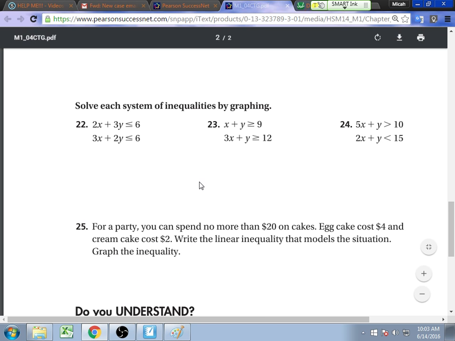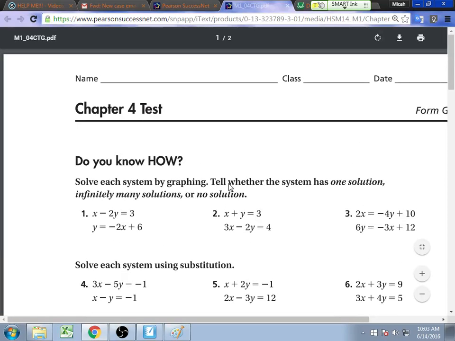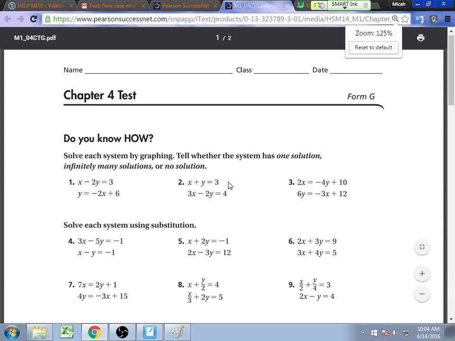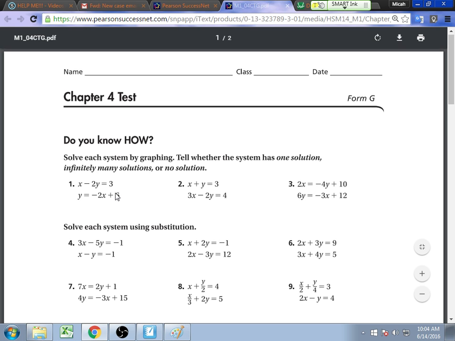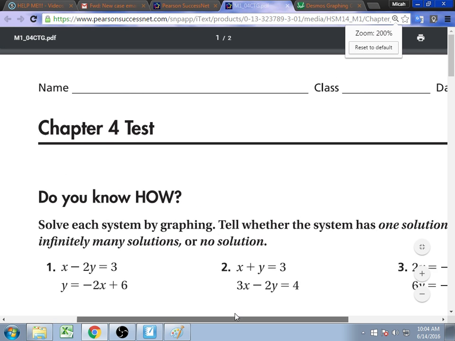Other chapter 4 stuff. This is the G form of the test, so if you have any specific test questions. How do we know if it has one solution, no solution, or infinitely many? So let's just review this really quick.